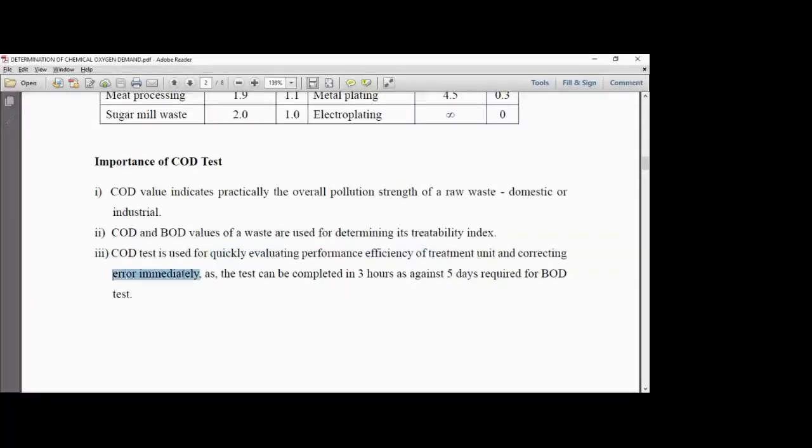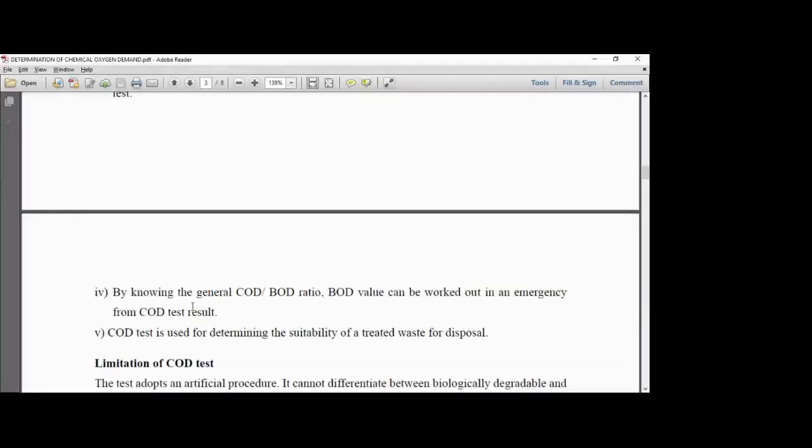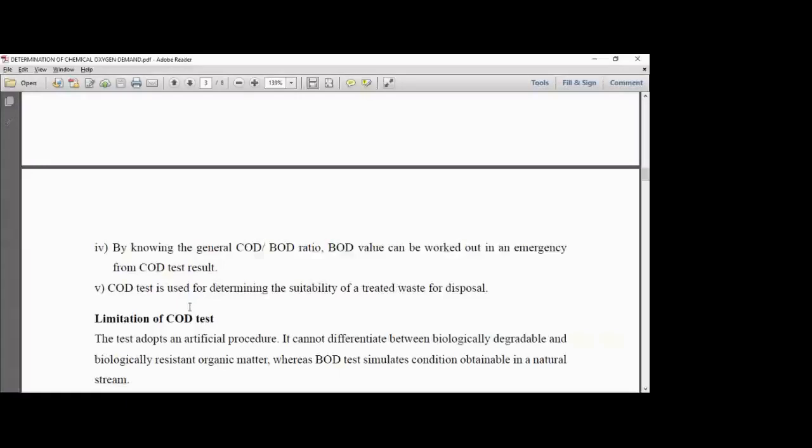And if there is any error, you can apply the corrections immediately, right? So you don't have to wait for a day. Even in one quarter of the day's duration, you can complete the COD test and start with the application of the corrections. By knowing the general COD by BOD ratio, the BOD value can be worked out in an emergency from the COD test result, right?